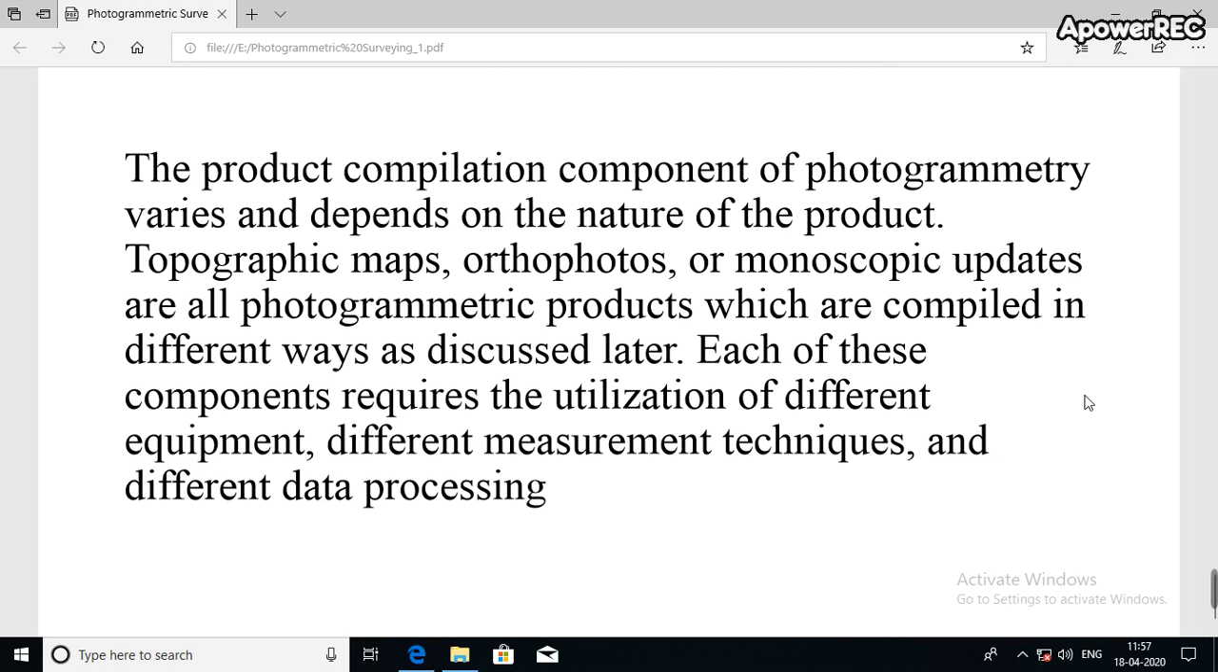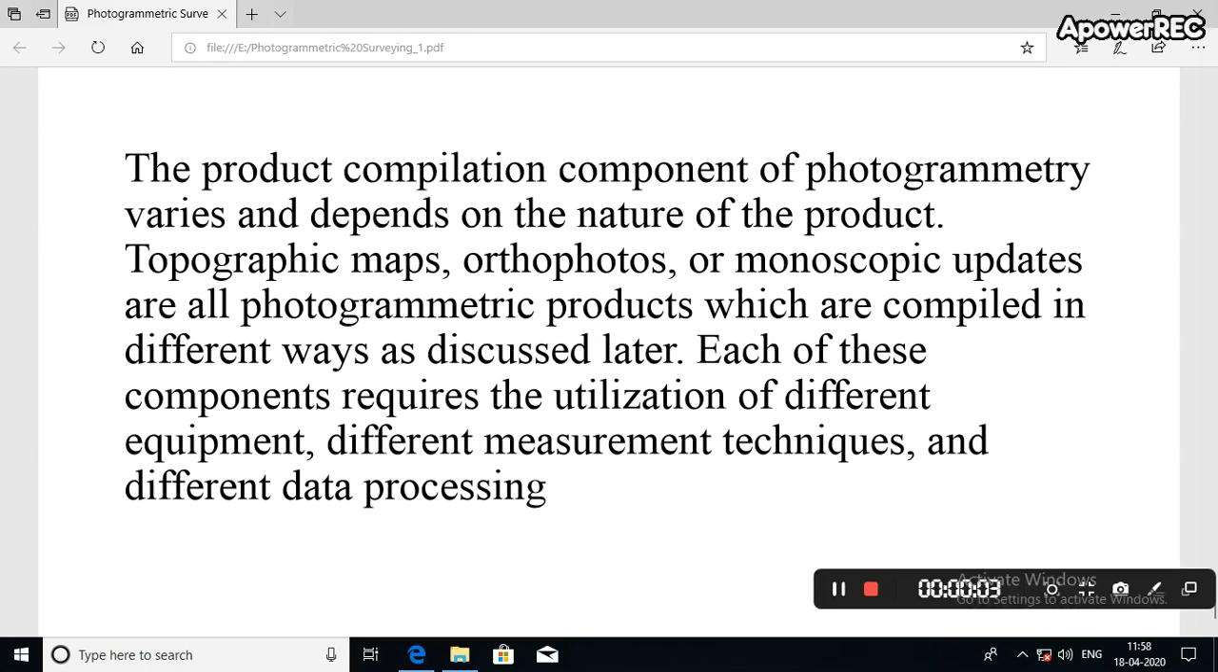The third is product compilation, which is very important in terms of photogrammetric survey. It depends on the nature of the ground or the product. That means the topographic map, monoscopic updates, all photogrammetric products which are compiled in different ways, and they will be discussed.